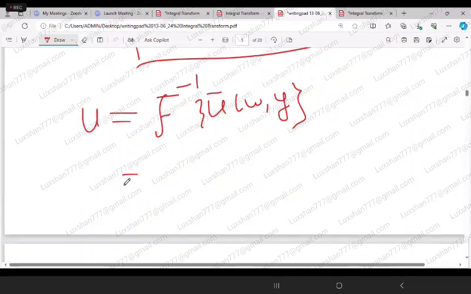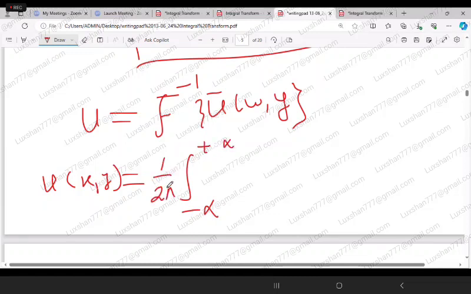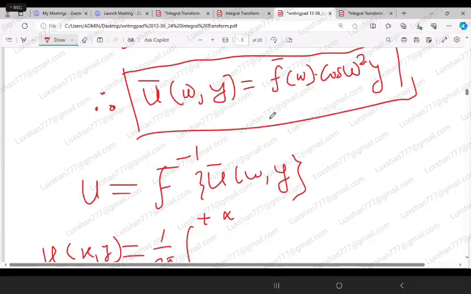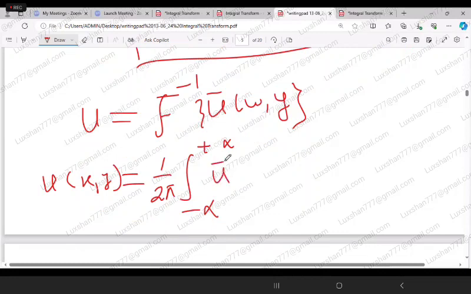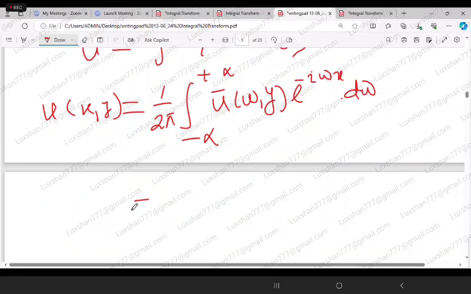Okay. So that is equal to u(x, y) = integral from minus infinity to plus infinity of 1 over 2 pi, u bar(omega, y) into e to the power minus i omega x, d omega.